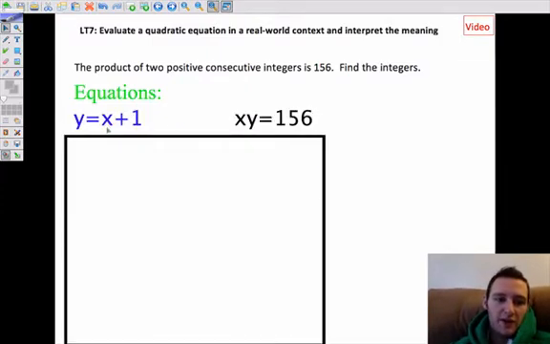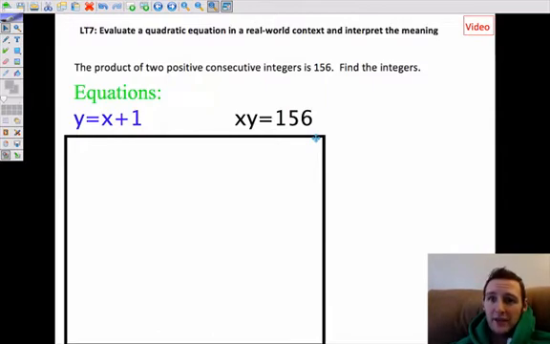So this first equation: my two positive consecutive integers are going to be x and y. We know that they're positive consecutive integers, so that's where we get y equals x plus 1. In other words, one of the numbers equals the other one plus 1. And our second equation comes from the product is 156. So x times y, our two numbers, their product, equals 156. Those are our two equations. Now we have a system.